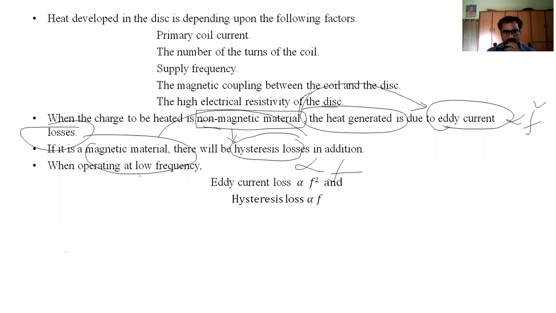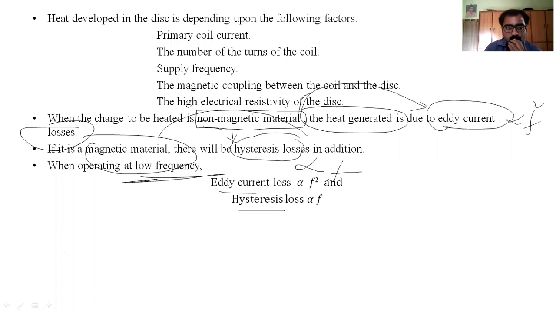So when we operate at low frequency, as I said earlier, the eddy current loss always depends upon the square of the frequency, and the hysteresis loss depends upon the frequency. Here we have considered the low frequency. Now my question is, if we operate at high frequency, what is going to happen between the hysteresis loss and the eddy current losses?